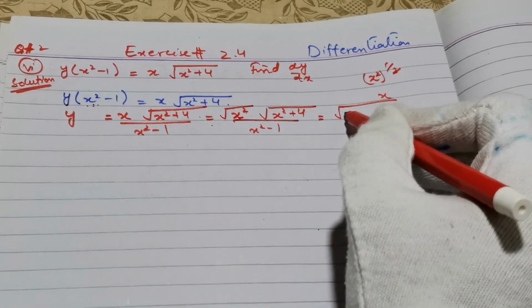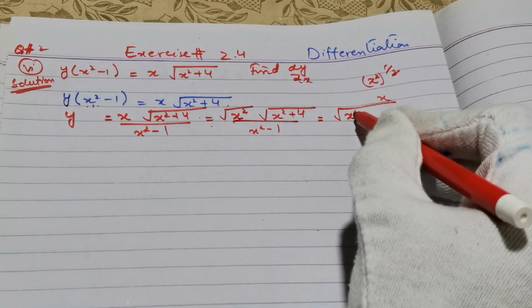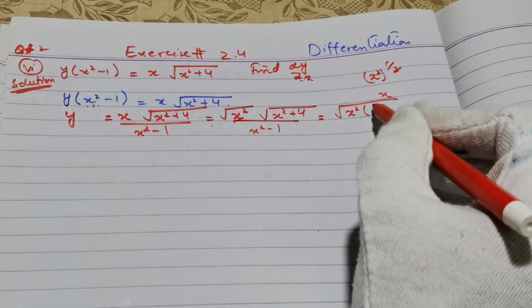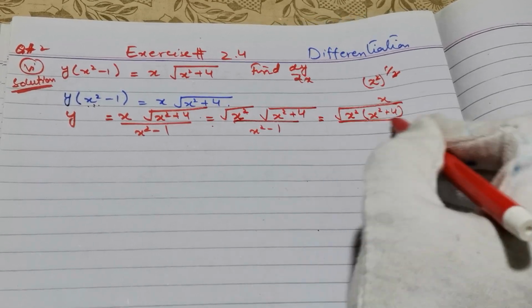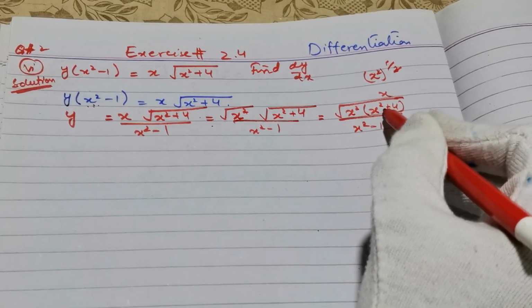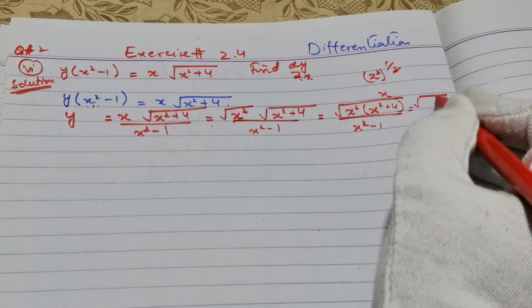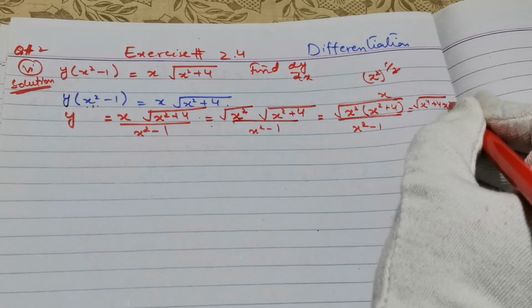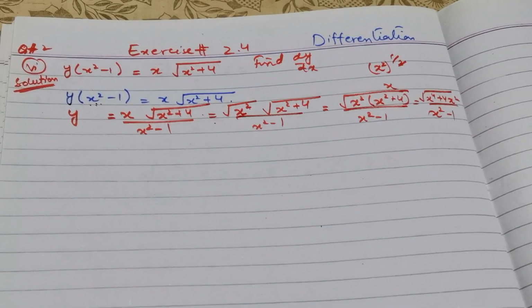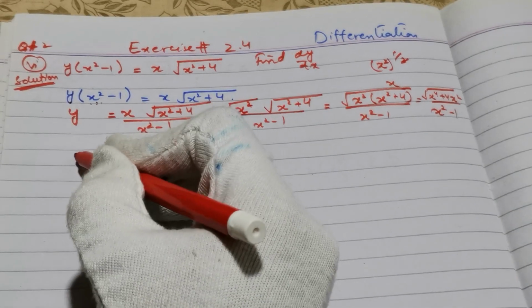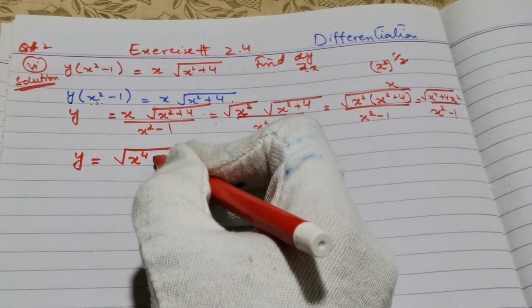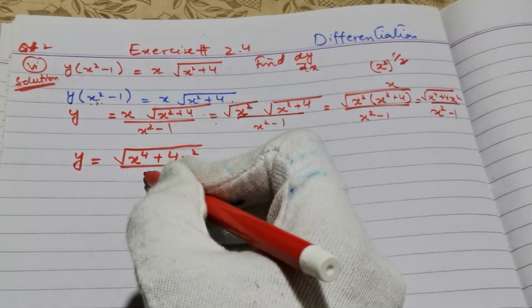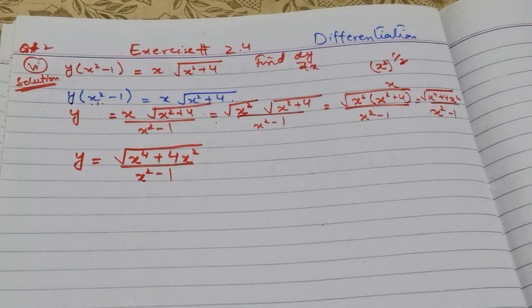So we will write these two terms in one under root. There is no sign between these two terms, so we will put multiply: x square plus 4 and x square minus 1. Now we will multiply, and we will get under root x4 plus 4x square divided by x square minus 1. Now our equation becomes easier. Y is equal to under root x raised to power 4 plus 4x square divided by x square minus 1. Now our equation is in the form of u by v.